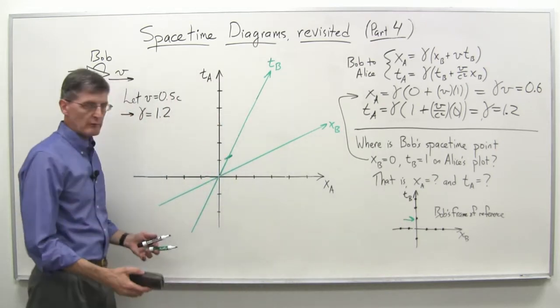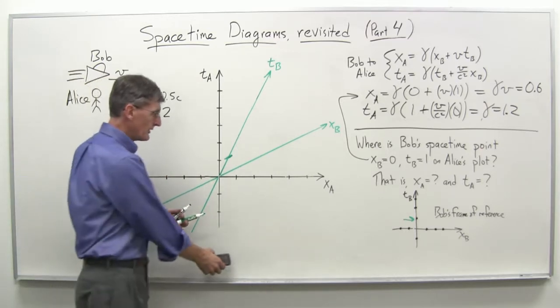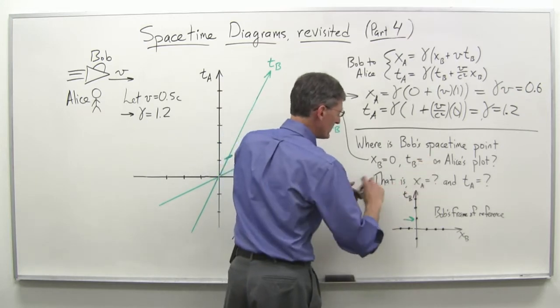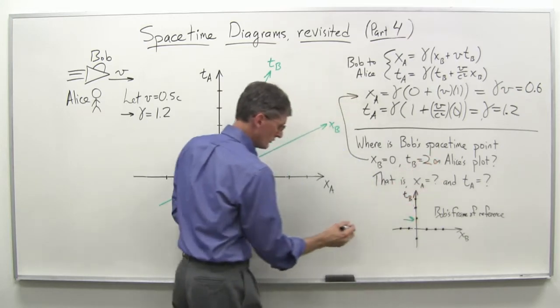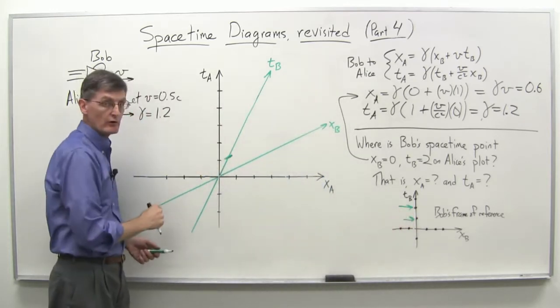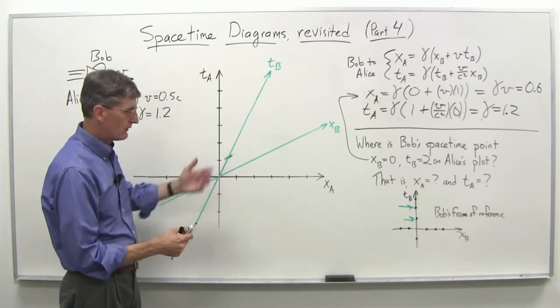Let's do another one, though. We won't do too many of these. Let's do one more here for the t sub b axis. So let's change this, not t sub b equals 1, but t sub b equals 2. In other words, now we're looking at that point. Where does that point occur on this axis, or on Alice's plot, really?